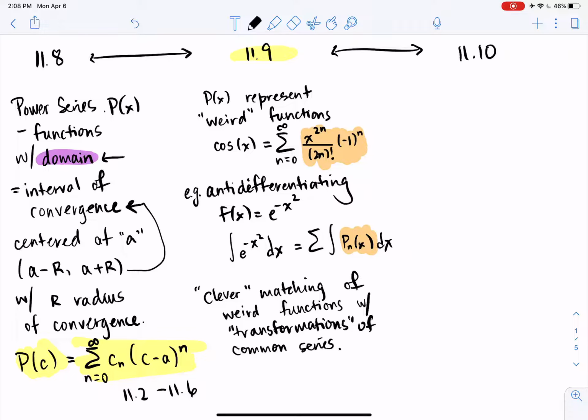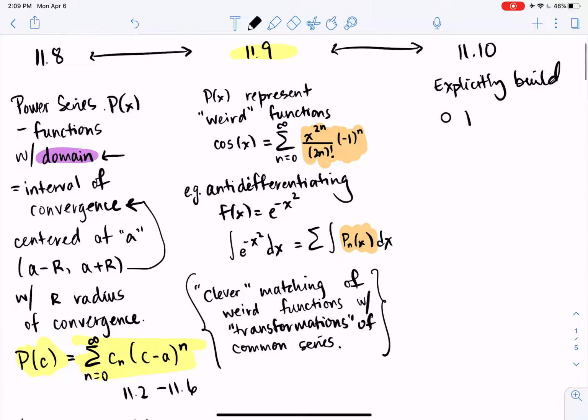What I guess I mean here is to contrast with 11.10. In 11.10, instead of just being clever and finding a nice common power series that we can manipulate to give us one of these weird functions, we're actually going to be able to explicitly build a power series for a function, okay, from the ground up. We don't have to use any of our base power series. We're just going to start with a function and start building the power series term by term.